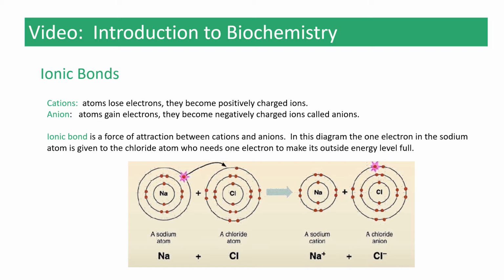In this diagram, the one electron in the sodium atom is given to the chloride atom, which needs one electron to make its outside energy level full. This is ionic bonding.